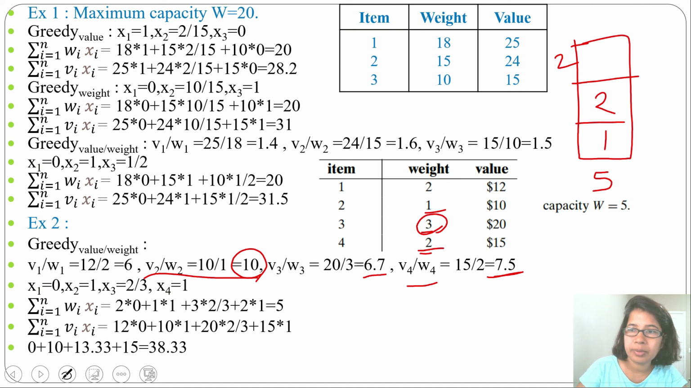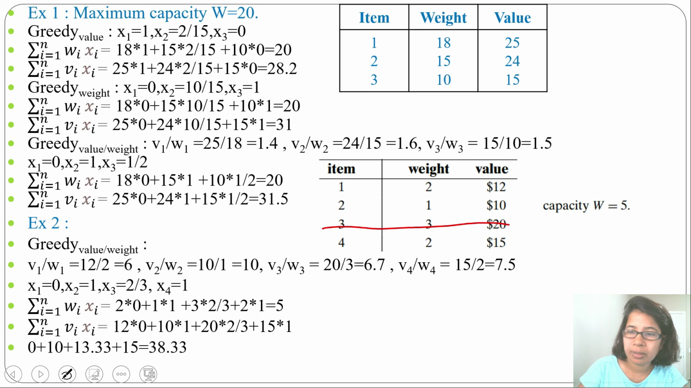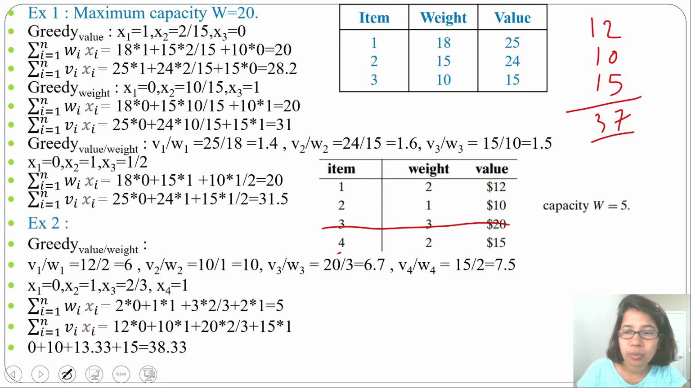3 cannot be fit in 2. So we'll skip it. Next we'll check item 1. Item 1 weight is 2. So we'll choose item 1, weight is 2. Total value equals 12 plus 10 plus 15. So 37 by choosing item 1, item 2 and item 4 in 0/1 knapsack problem, but here we are getting 38.33. So by fractional knapsack we are getting maximum profit than 0/1 knapsack.